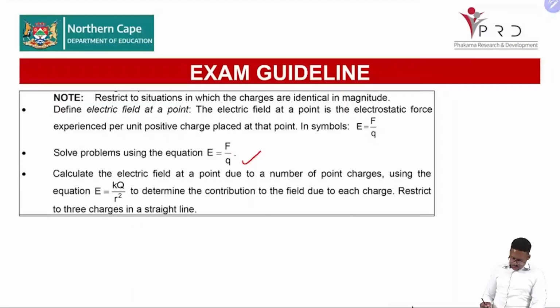Perform calculations using the formula. Electric field is equal to electrostatic force divided by charge. Or electric field is equal to KQ over R squared. And they are saying the examiner must be restricted to 3 charges. So question 7 will have a maximum of 3 charges, not more than that.